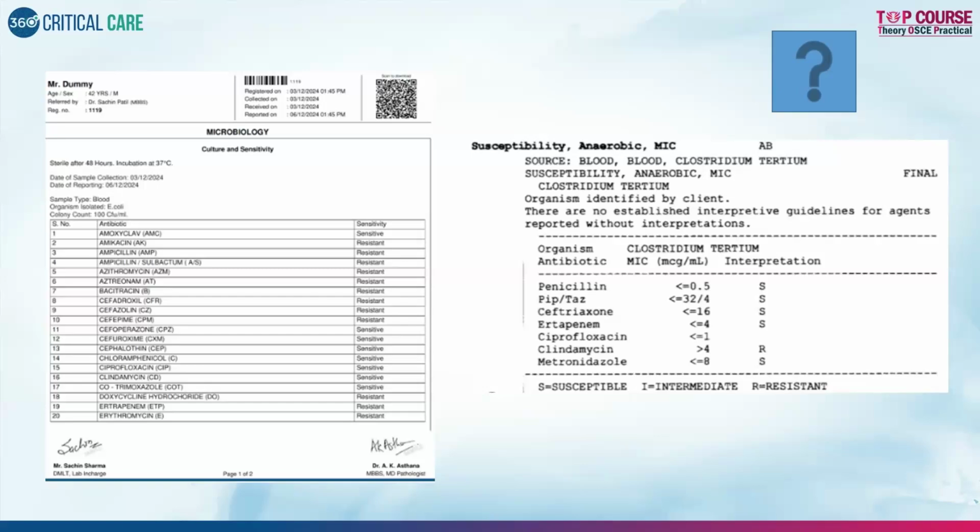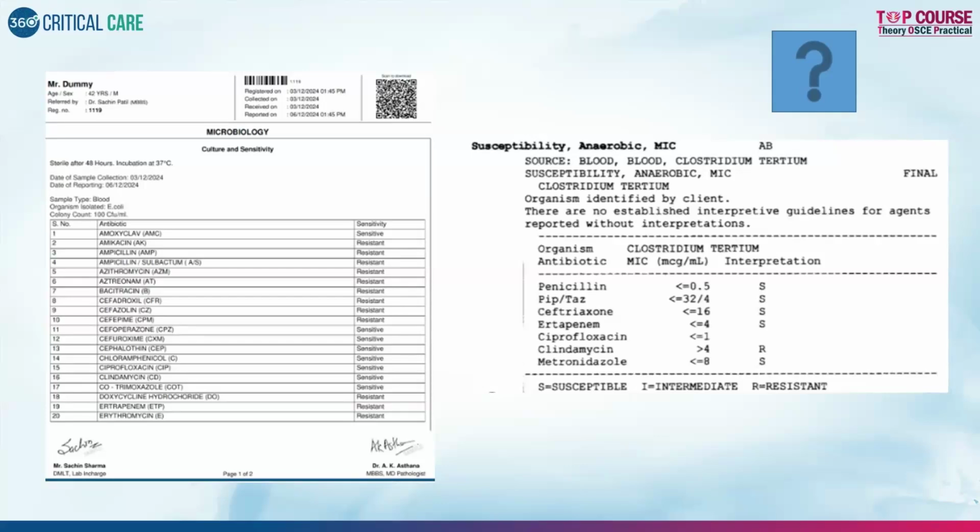Clostridium tertium one is better. I mean, it's more sensitive as compared to the one with E. coli. But if you look at the colony count, the colony count is only 100 CFU per ml. No, no, no. I'm just telling which reporting is good.